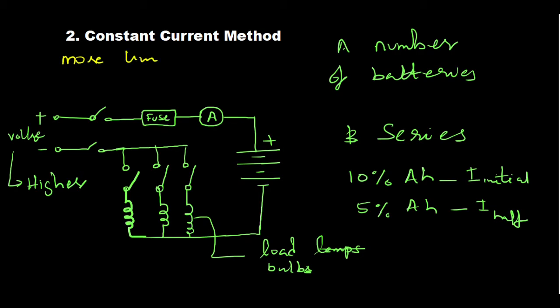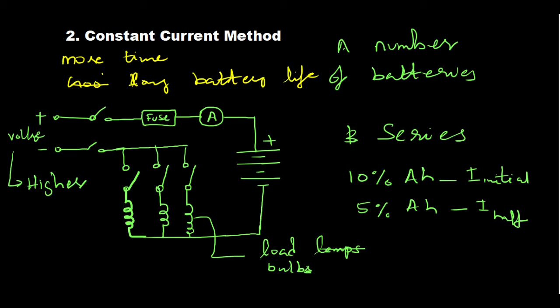But this gives a good life, battery life improves. If you use this constant current method, we will get long battery life. But the drawback is it takes more time.